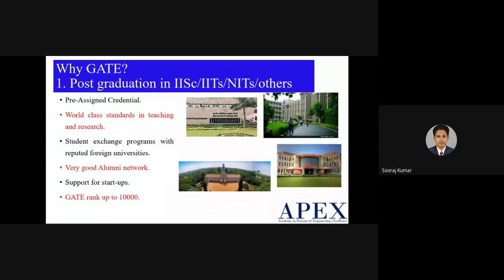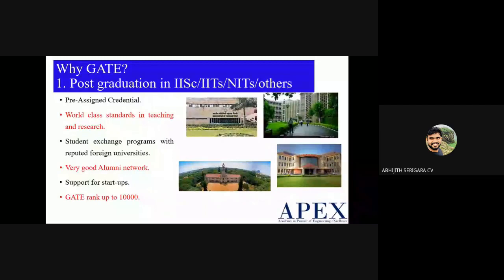Let me stop here for 1 minute and ask whether there are any doubts. Is there any doubt, students? Or can I move forward? Any doubt, student? No, sir, no doubt. No doubt. Fine. We will move forward.